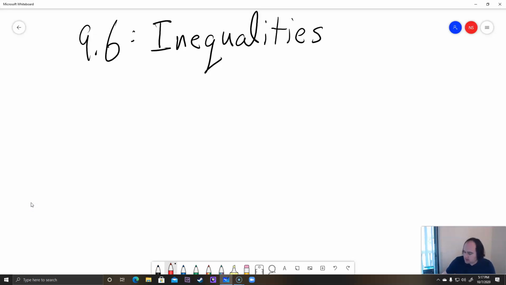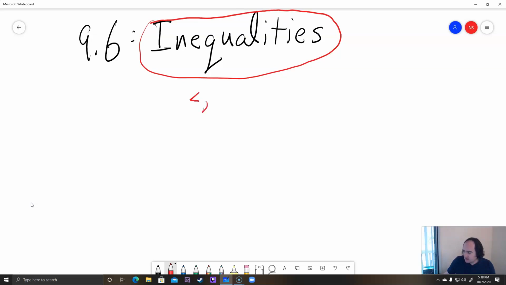So inequalities are kind of like equations, except instead of the equals symbol, you're going to see less than, greater than, less than or equal, or greater than or equal. So inequalities have those symbols. This is less than, that's greater than. And this one is less than or equal, that one's greater than or equal. The line underneath gives you the "or equal" part.